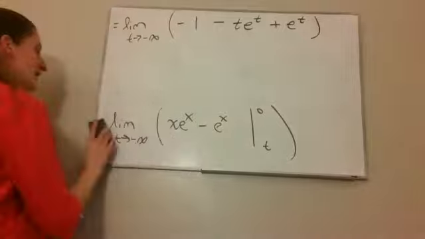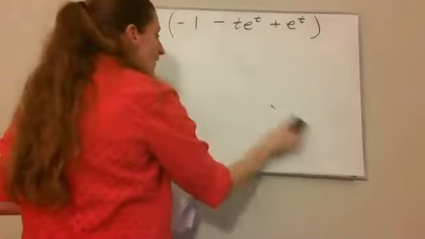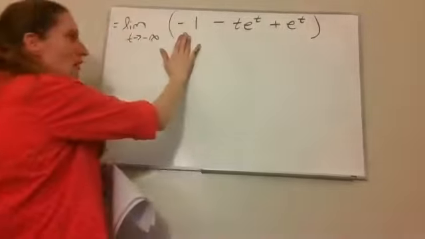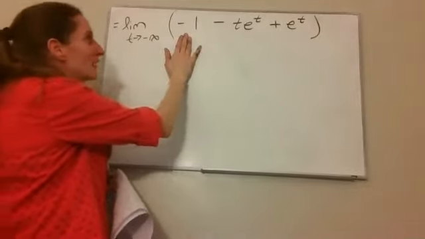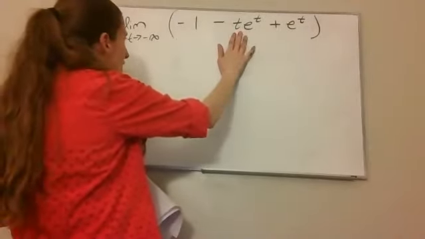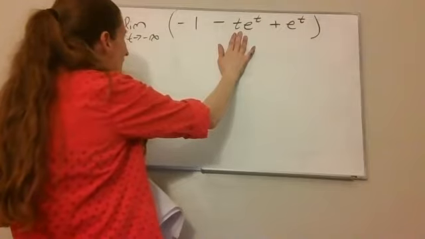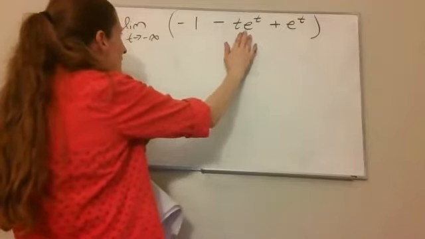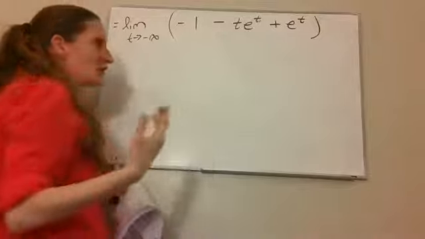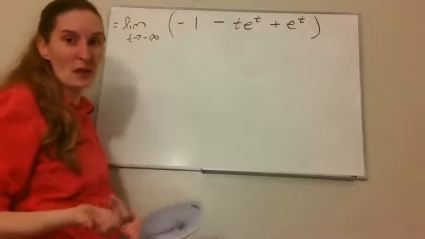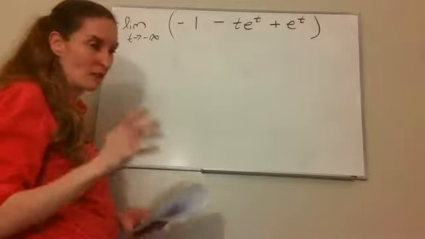And let's take a look at this piece by piece. So I know that this negative 1 is going to stay as negative 1. This guy in the middle is a little complicated because I'm having an infinity times an e to a negative infinity that would go to a 0. I don't really know what that is. We'll have to deal with that separately.